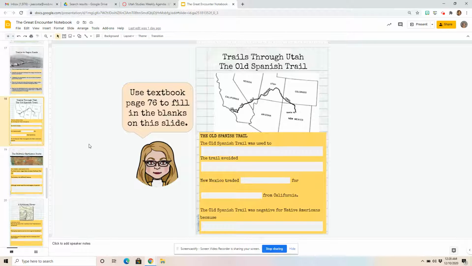So the first thing you're going to do when you get onto slide 18, you can take a look at the map that shows the trail. This is the Old Spanish Trail, so it's labeled here. And then it says to use textbook page 76 to fill in the blanks. As you read, you're going to fill in the information. It's not necessarily word for word, but based on what you read, you should be able to fill this in with these sentence starters. All right, so you'll start there.